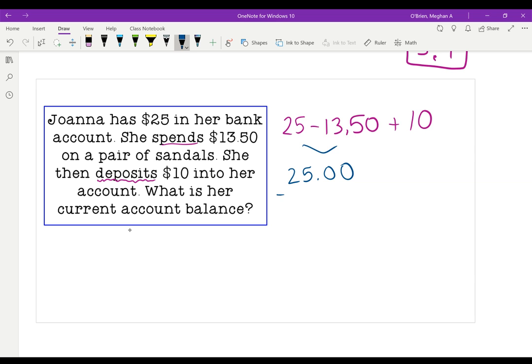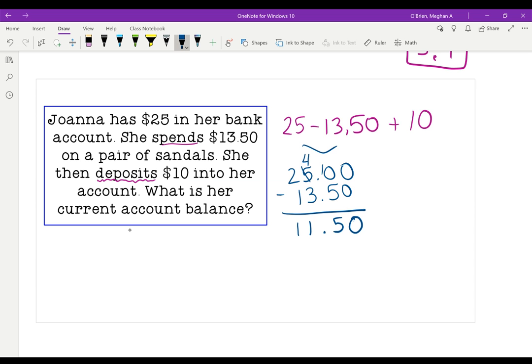$25 take away $13.50. Now, some of you might be able to do this in your head, which is great. So you can kind of find that difference. And let's see, the tens, I have to go over here. I'm going to trade one out, put it here. Okay, $11.50 is where she's at. It makes sense because 11.50 and 13.50 make 25.